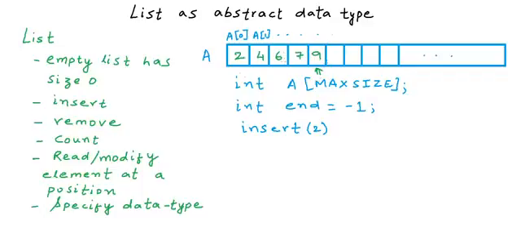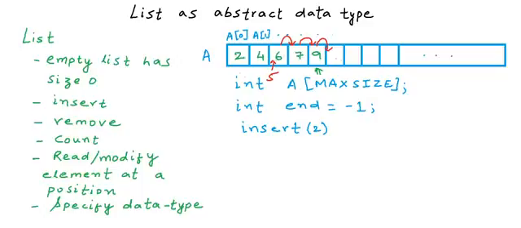Now if I want to insert something in the list at a particular position, let's say I want to insert number 5 at index 2, then to accommodate 5 at this particular position, we will have to shift all the elements 1 unit towards the right. All the elements starting at index 2 need to be shifted towards the right.